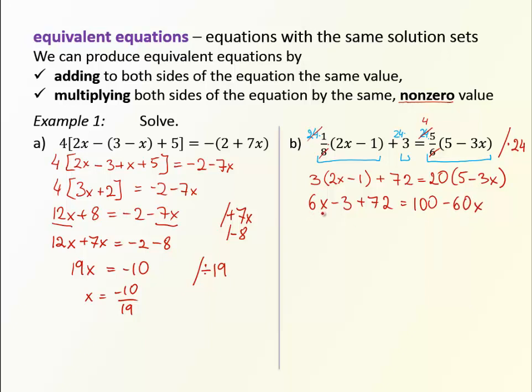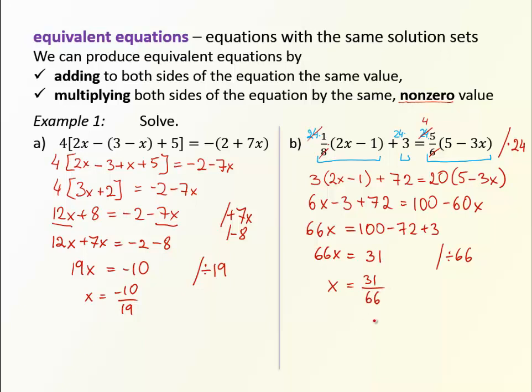Put all the x's to one side, so when you bring the 60 to the other side it will be plus 60 together with 6 is 66x. And then it's 100 minus 72 and plus 3. That becomes 31. So we have 66x equals 31. Divide the equation by the leading coefficient 66, so we have x equals 31 over 66.